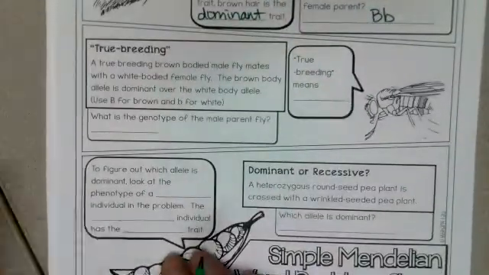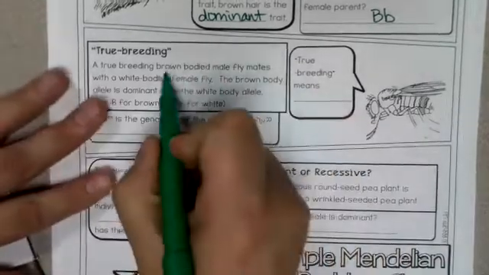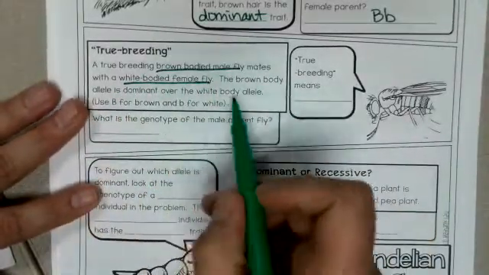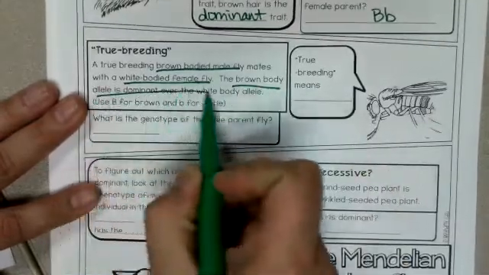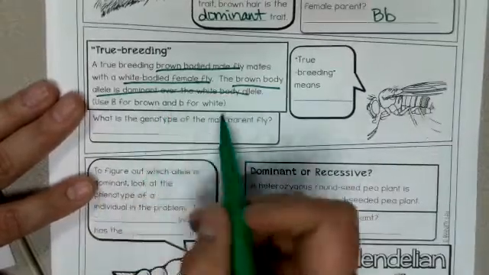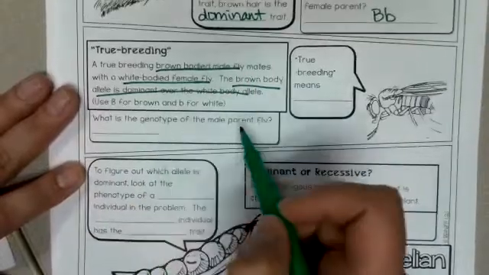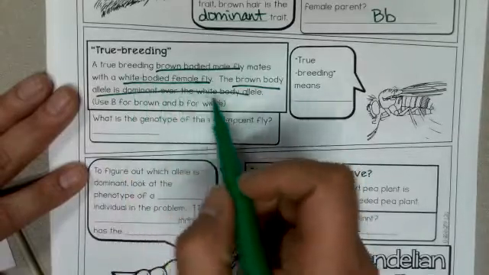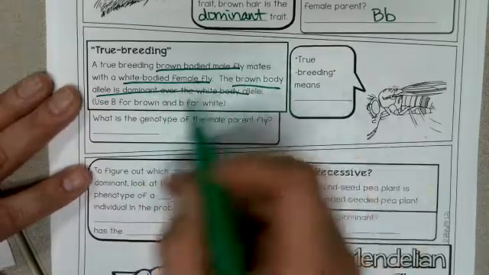Alrighty, on to true breeding here. Okay, so with true breeding, a brown-bodied male fly is going to mate with a white-bodied female fly. The brown body allele is dominant over the white body allele, okay? And once again, we're using B for brown and lowercase b for white. So it's asking us, what is the genotype of the male parent fly? Well, we definitely know that white-bodied is going to be the recessive allele, because it says that the brown body is going to be dominant.